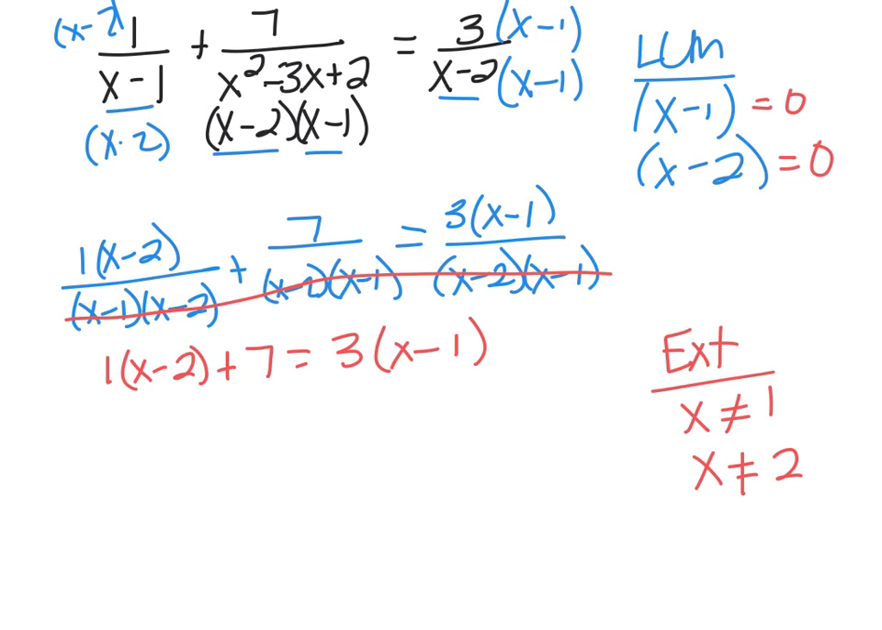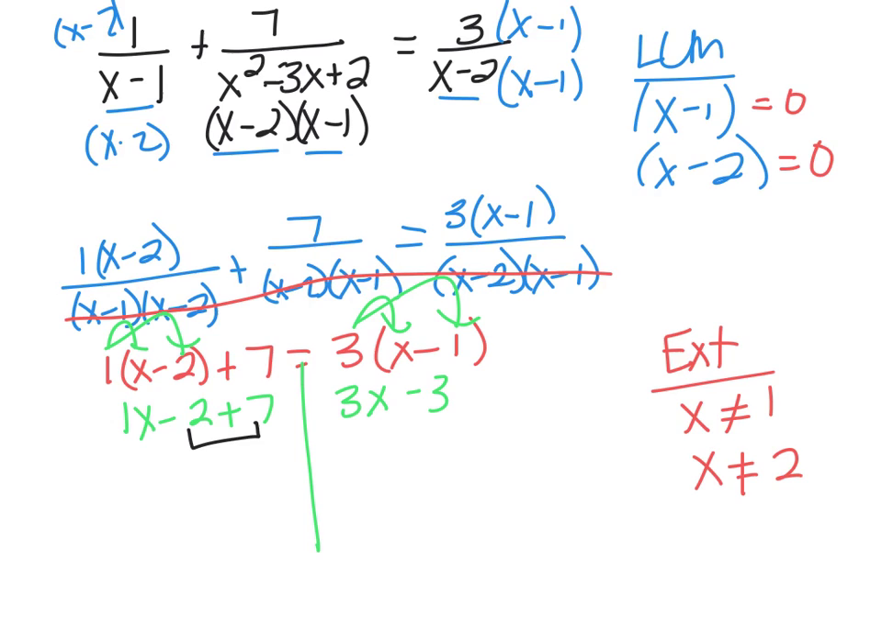Let's draw a line down my equal sign, and let's distribute. If I distribute a 1, I'm left with 1x minus 2 plus 7. I also have to distribute on this side, so 3 times x and 3 times negative 1. Next, I have like terms over here, so I have x plus 5 equals 3x minus 3.